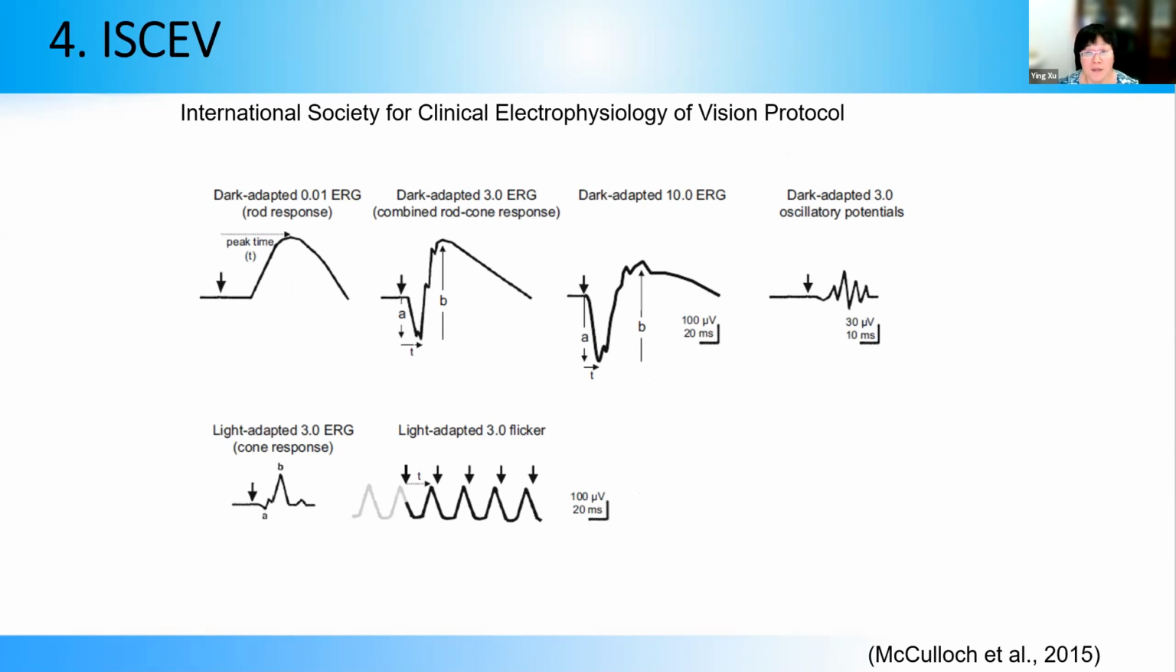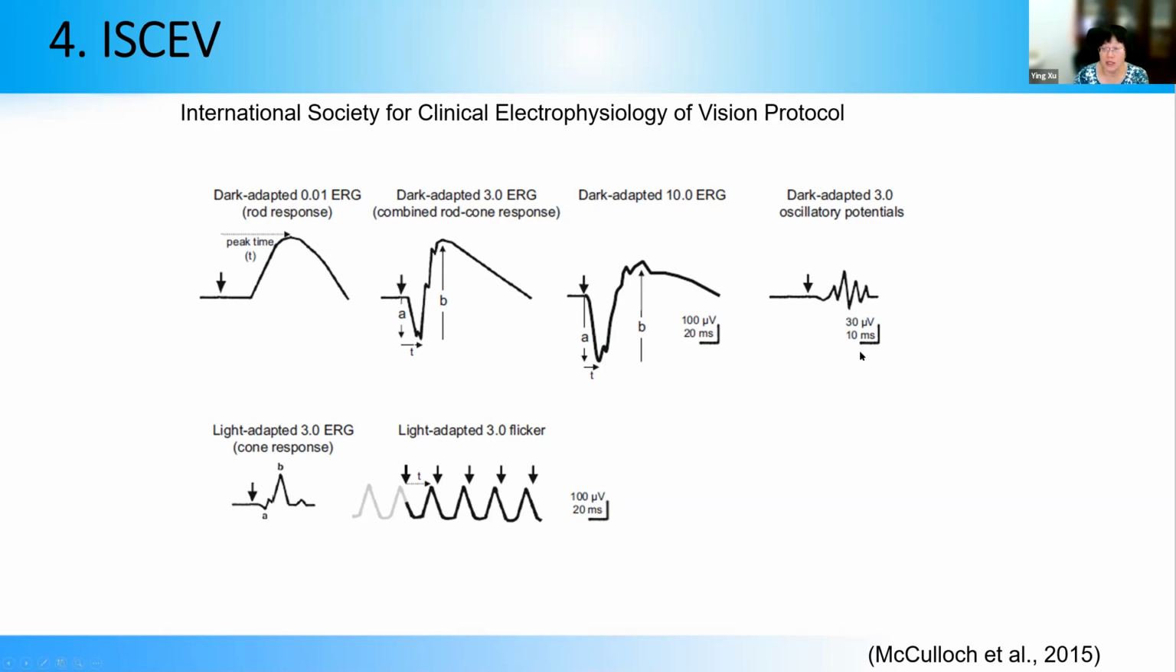So basically I covered the major components of flash ERG, and now for almost the last part, I'll talk about the ISCEV, the International Society for Clinical Electrophysiology of Vision, protocol. It keeps being updated, and now they are using 6 programs, which include the adapted conditions and 3 flash intensities. The first is weak and only reflects the rod response, then they increase the intensity to 3.0, which reflects the combined rod and cone response, and then even stronger to 10.